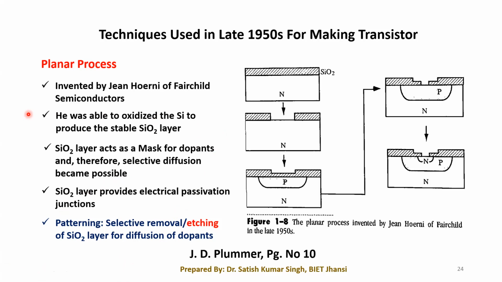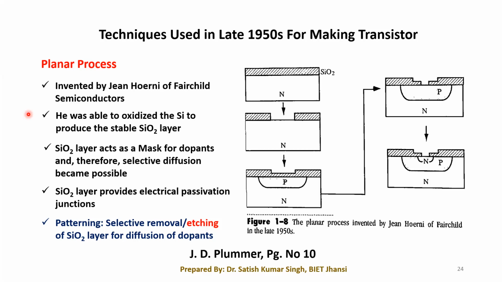Then what we have said is that because of the invention of this particular planar process, this is the major breakthrough that took place. It replaced germanium as a choice of material. What we are using nowadays is silicon. Before that, we could have gone for either germanium or silicon.